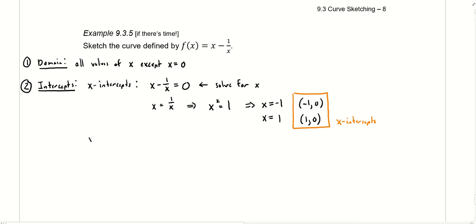Now my y-intercept, the way that I find my y-intercept is I find f of 0. Now we just mentioned up here that 0 is not in the domain of our function, which means we can't compute this. This is not going to be a valid value of our function. So for f of 0, we actually can't compute that, which just means that there is no y-intercept. So there's no place where our function crosses the y-axis.